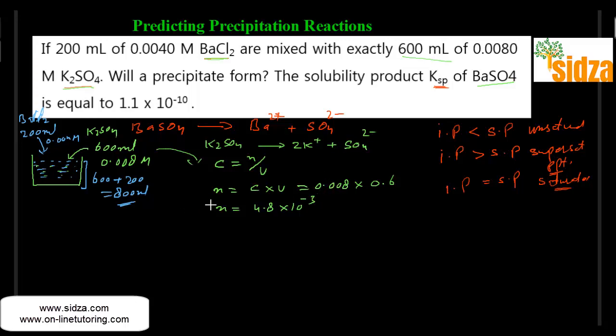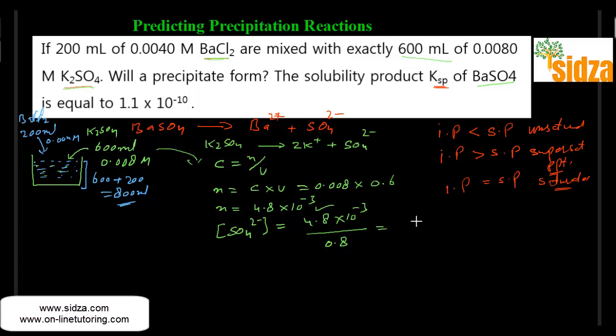So that means the number of moles of the sulfate ion is this much, and the volume of the solution after you mix it is now 800 ml. So in 800 mLs we have this number of moles of the sulfate. What will be the concentration of the sulfate ion here? It will be the number of moles of the sulfate, which is 4.8 into 10 to the power negative 3, divided by the volume. The volume of the solution now is 800 ml, so this is 0.8 liters.